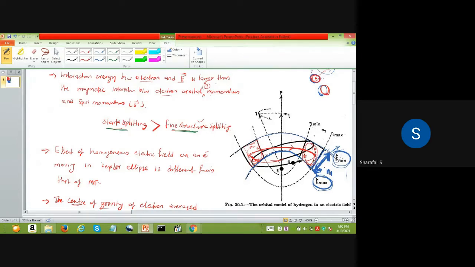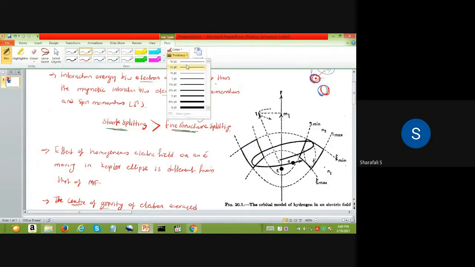And n2, in the same way, you can see for the case of n2, I'll just erase this. For n2 also you can see another set of two parabolas. So this one is another parabola, and another one here.